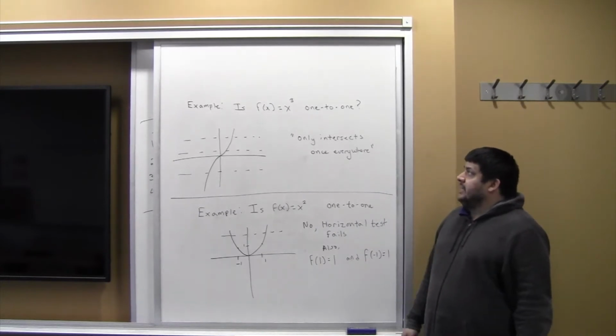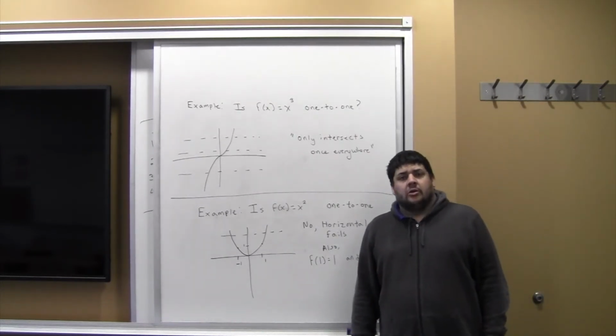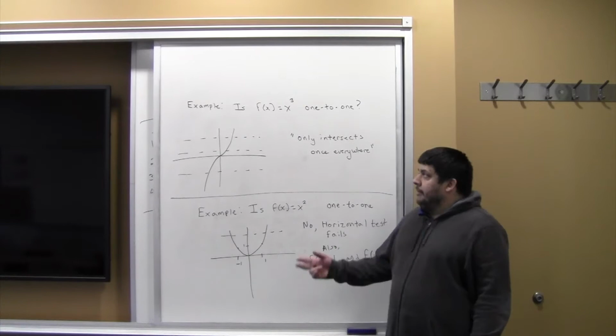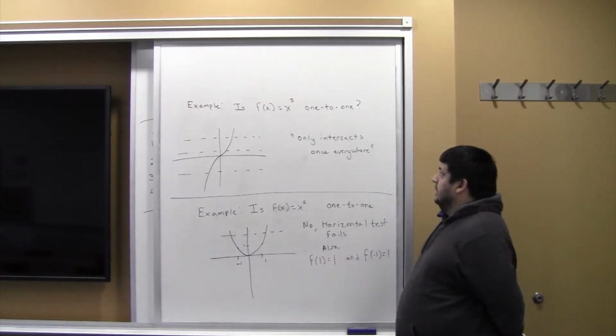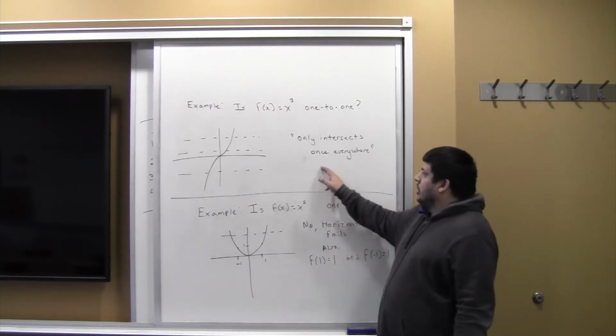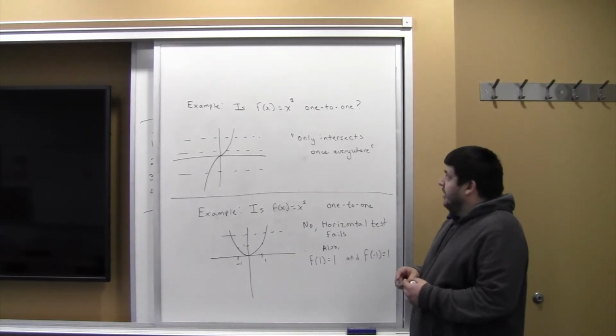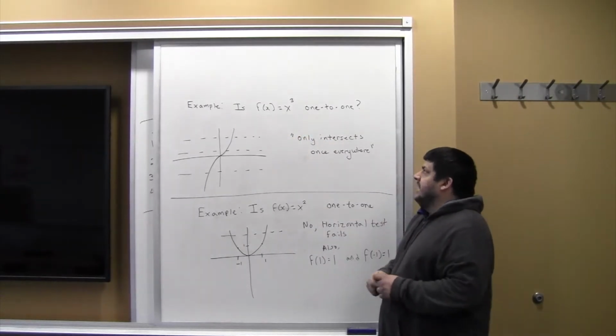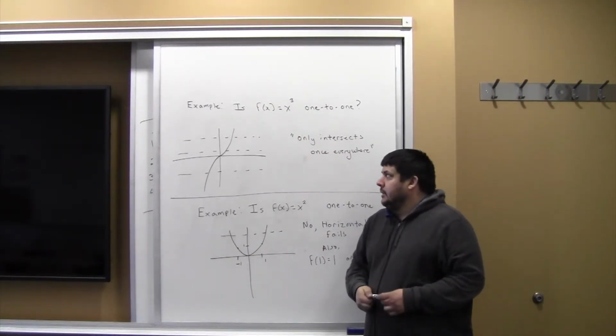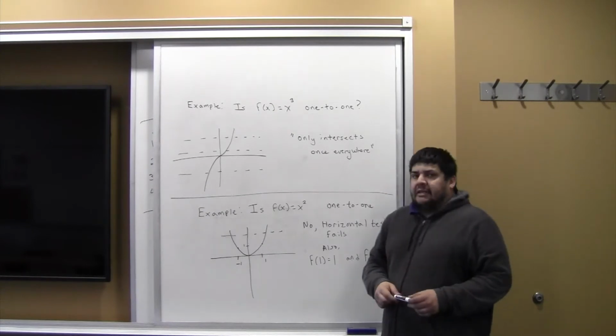Here are some examples to cover the topic that we just discussed about one-to-one functions. Here's two of them. Let's start with the first one. Is f of x equal to x cubed? This is our function here. Is that function one-to-one? Now we can show this graphically.